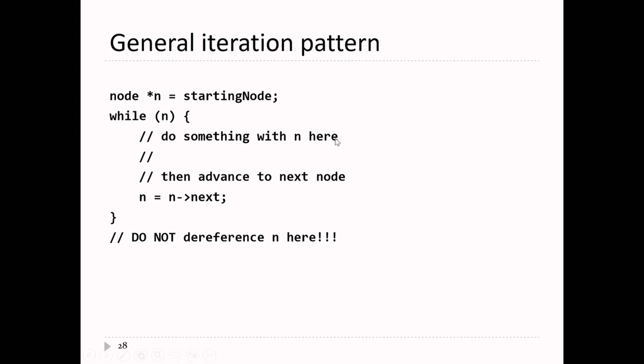So n actually points at a node. So I can access n.elem, or n arrow elem, I can access n arrow next. So you do something with the node, or the contents of the node, and then advance n so that it points at the next node. So n equals n arrow next, and that just moves n to the next node in the sequence. When this loop exits, n is null. So whatever you do, don't dereference n at the end of that loop, because dereferencing a null pointer ends up doing bad things.